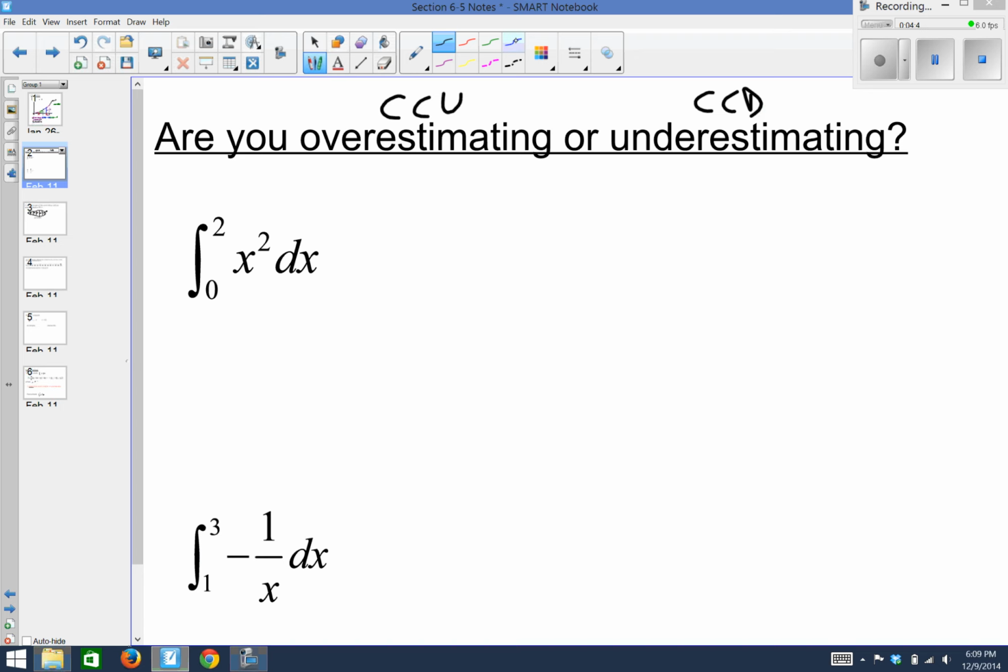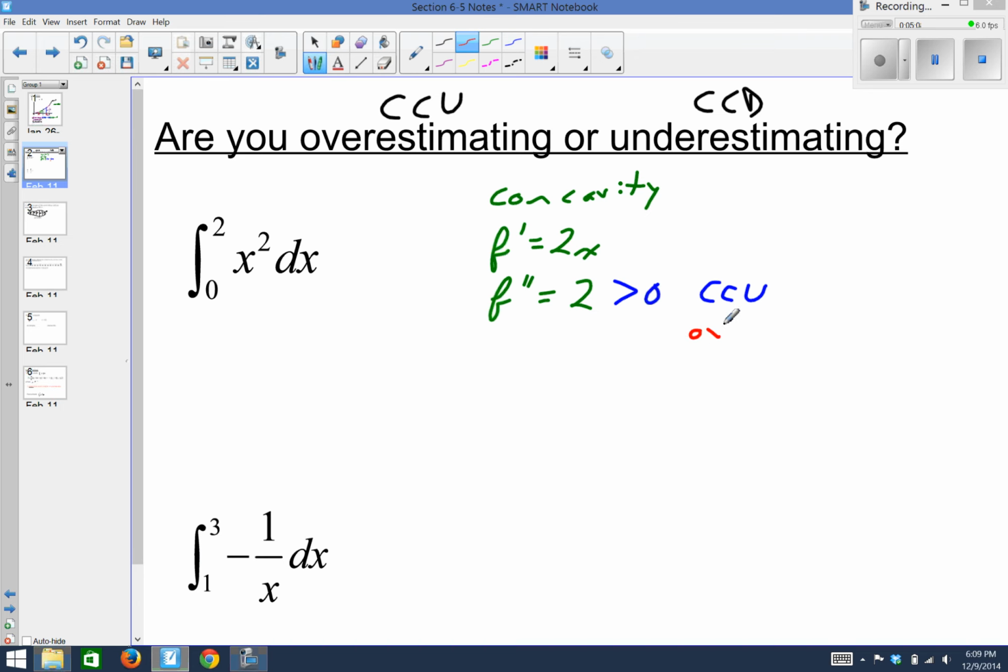So for example here, if I look at x squared, if they're asking me if trapezoids will overestimate, without actually doing this, all I need is concavity, which requires my second derivative. So my first derivative would be 2x. The second derivative is 2. Well, this is positive, so we're concave up, and concave up means we are overestimating.